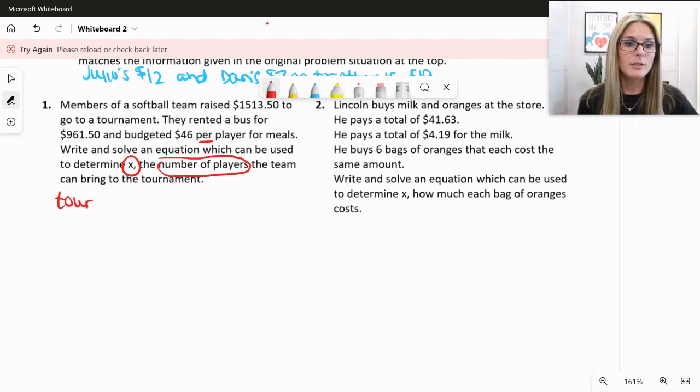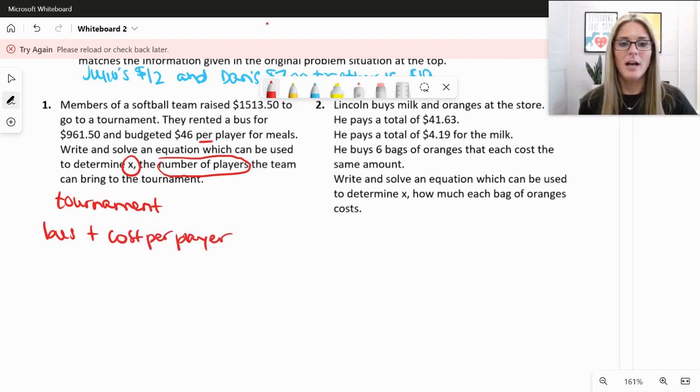So we're going to a tournament. A couple things are involved in paying for this tournament. We've got a bus and we've budgeted costs per player for their meals. And we only have so much money that we've raised. In this scenario, we're using all that money that we've raised for the tournament, so it can be exactly equal. Our cost to go to the tournament, including the bus and per player, can be equal to our amount of money raised, the $1,513.50.